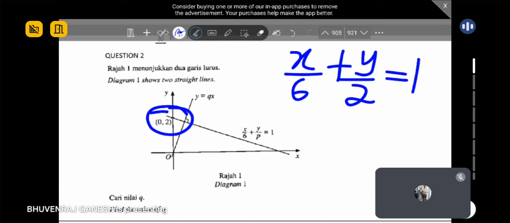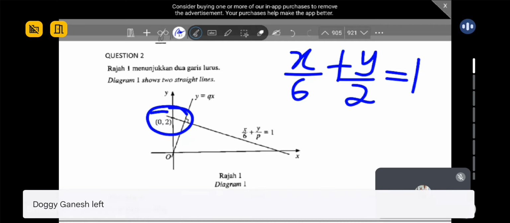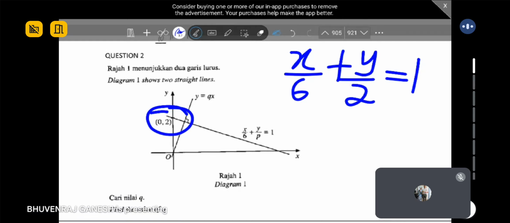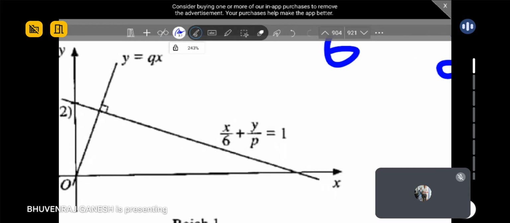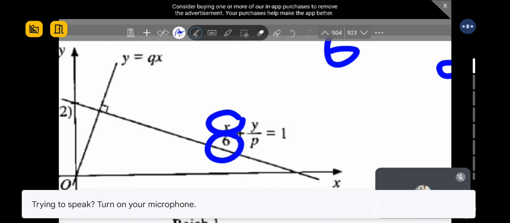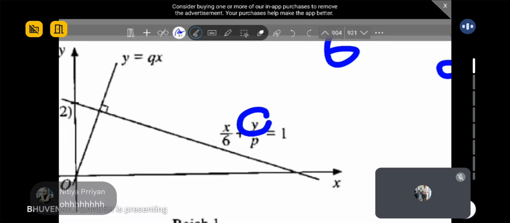Sir, can we repeat one more time for Y over 2? Y over 2, I thought 2 is Y intercept. Yes, 2 is your Y intercept. So guys, you must refer to your intercept equation. So the value below the X is your X intercept. Okay, nilai di bawah X adalah pintasan X. Nilai di bawah Y adalah pintasan Y.